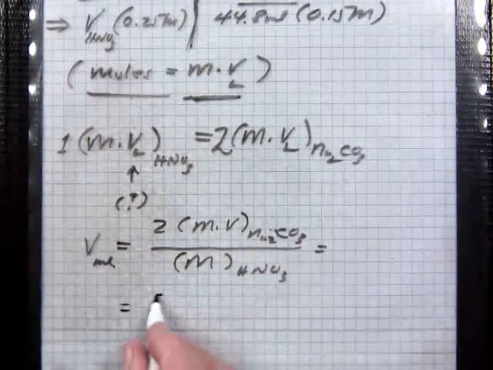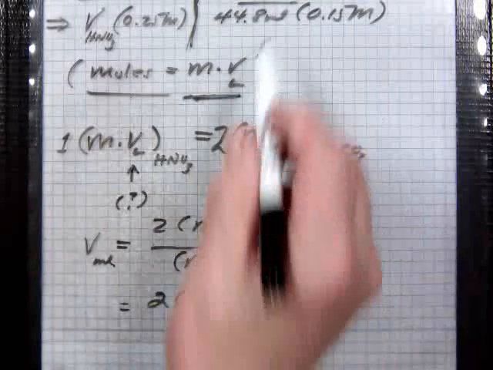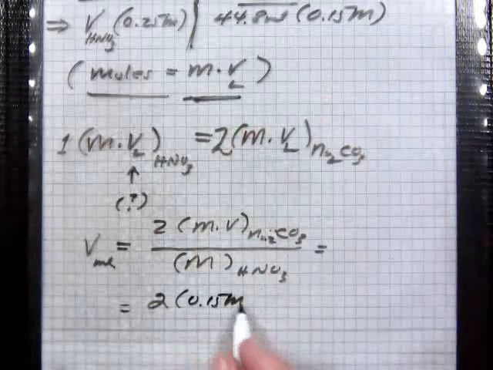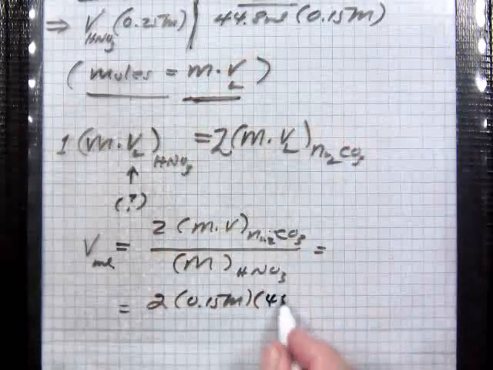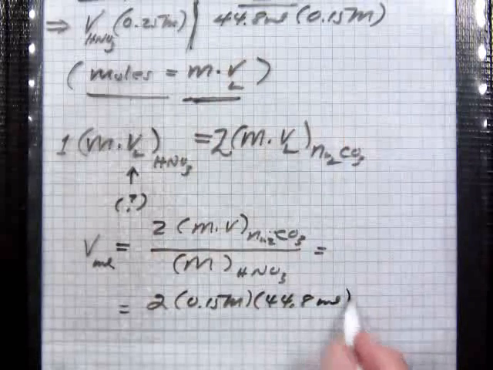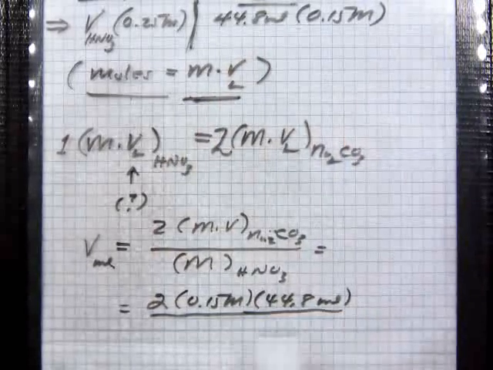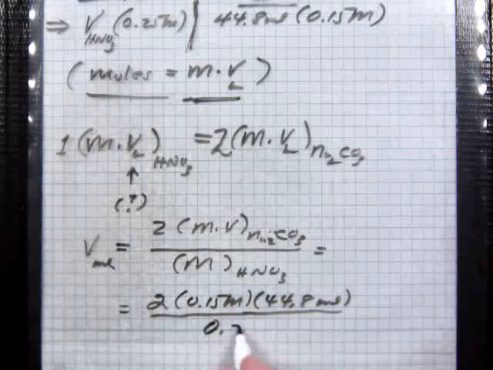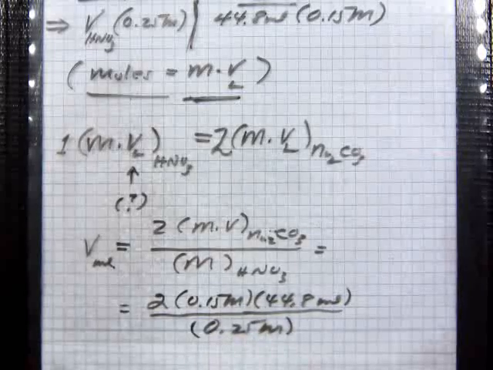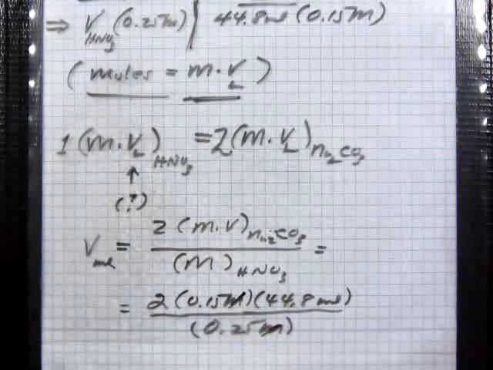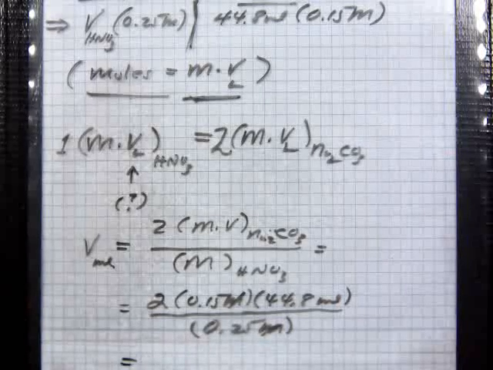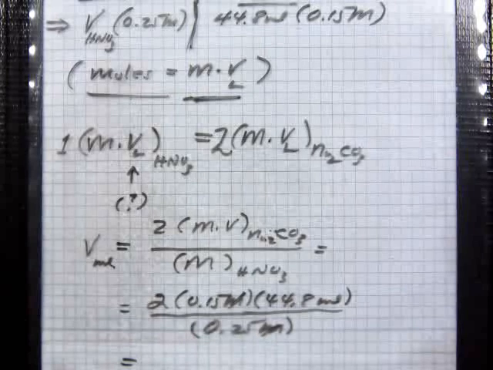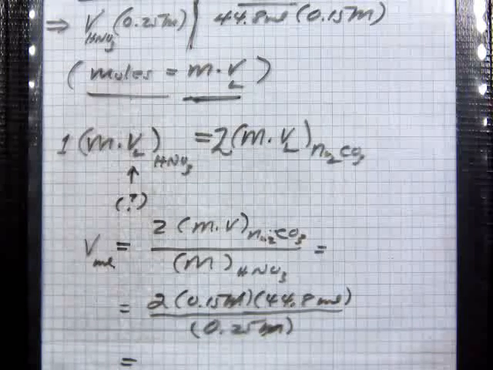Okay, so that would be 2. All right, the molarity of the sodium carbonate is 0.15 moles per liter. And we have 44.8 milliliters here. And that's divided by moles per liter of the nitric acid. And so that will cancel out very neatly. That's what I'm trying to tell you. Sometimes you can get away with using milliliters and make it really simple in the process. And so that's 53.76 is what I got.